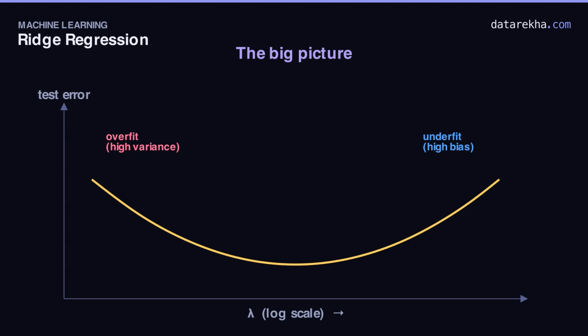With lambda too large, it underfits, too much bias. High test error again on the right. In between, the error dips to a minimum. That valley is the sweet spot. You find that valley by cross-validation, trying a range of lambdas and keeping the one with the lowest error on held-out data. Never pick it by eye.